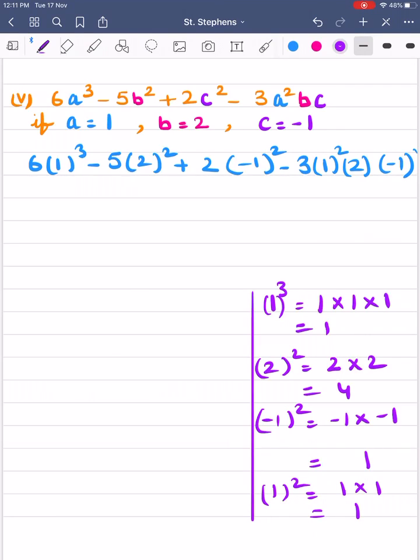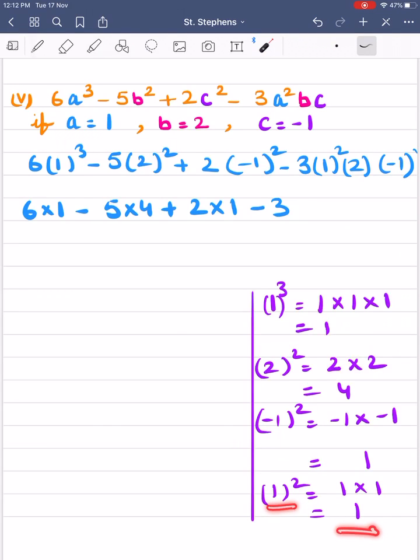Now we have 6 into 1 raised to power 3, which is equal to 1. So 6 into 1 minus 5. Now 2 raised to power 2 is 4. So into 4 plus 2 into, now minus 1 square is equal to 1. So we write into 1 minus 3. Now 1 square is again 1. So we write here into 1 into 2 into minus 1.